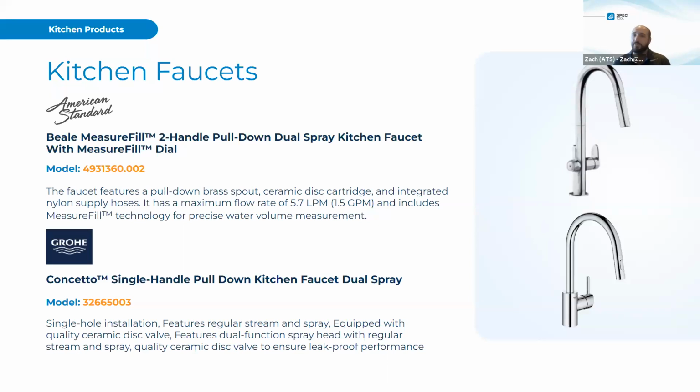The Beal has a couple of additional features. There are options within the Beal family to have a sensor operated window. The one that we're showing here includes the measure fill technology, so you can have a precise fill volume. So if you want, I believe, a liter of water for cooking or anything like that, you can just press the button and fill it up, and it's a precise water volume measurement.